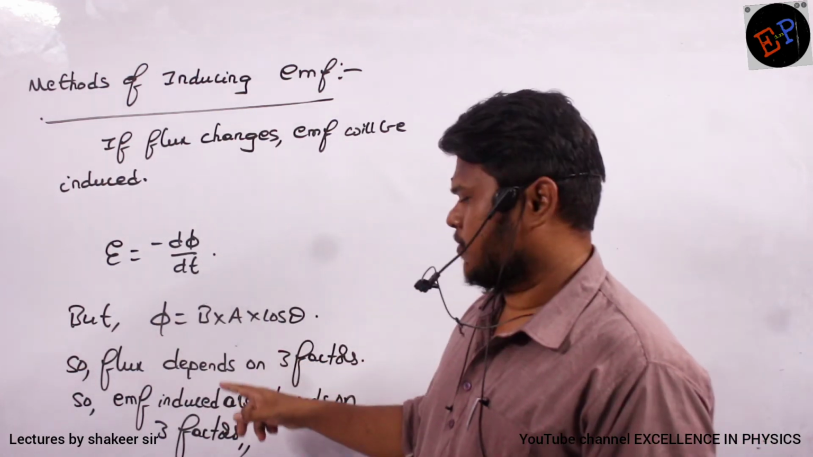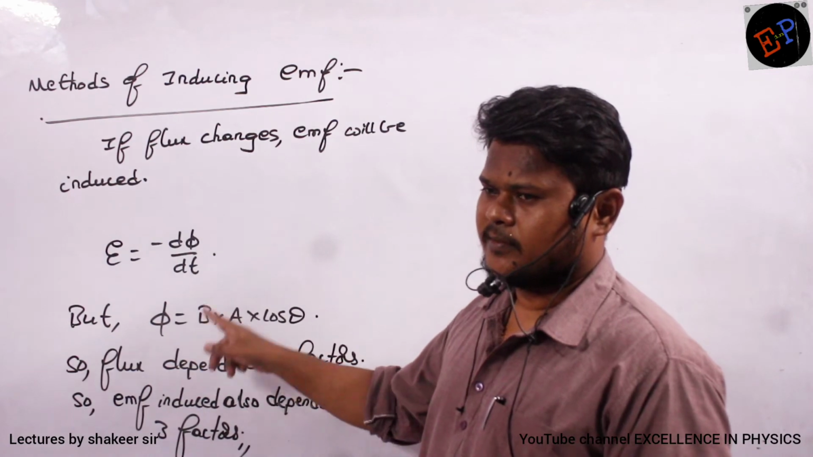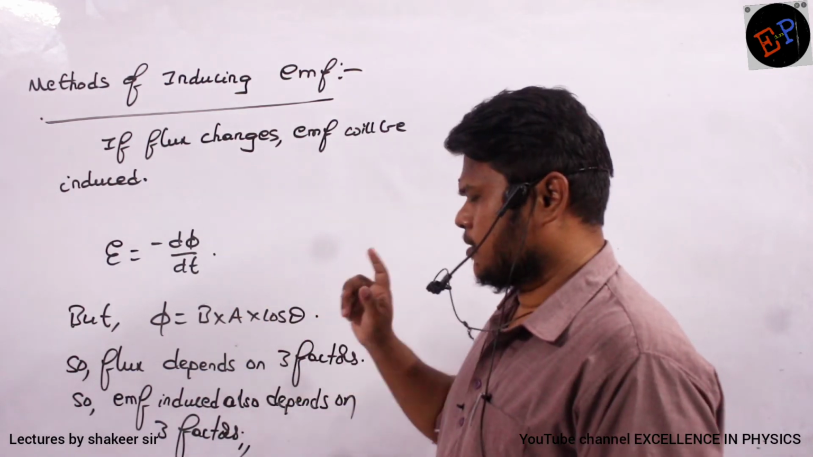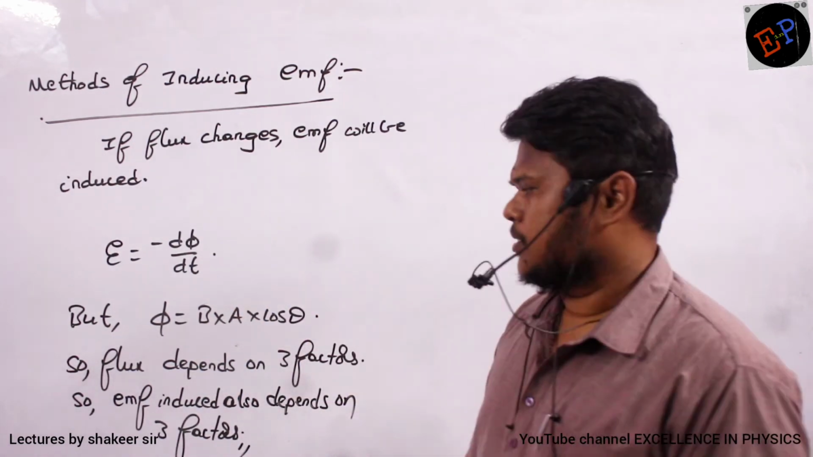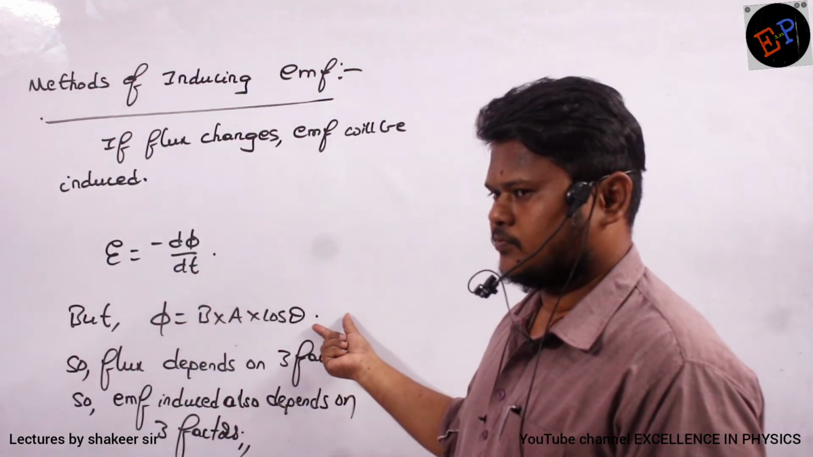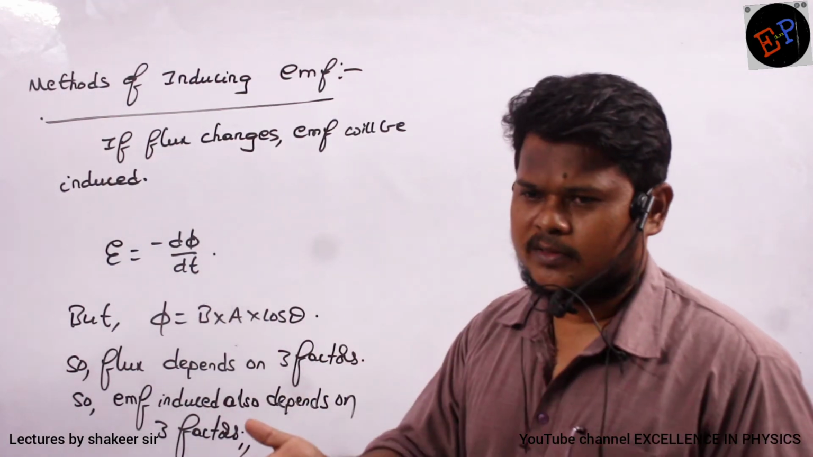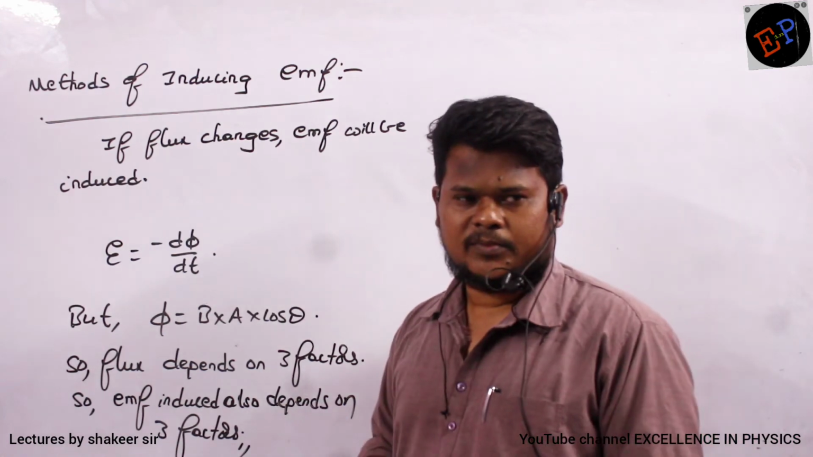Flux depends on how many factors? Strength of magnetic field, area of the coil, angle between magnetic field and area vector. So flux depends on 3 factors, no? So therefore EMF induced also depends on 3 factors. That's all. Are you able to understand?